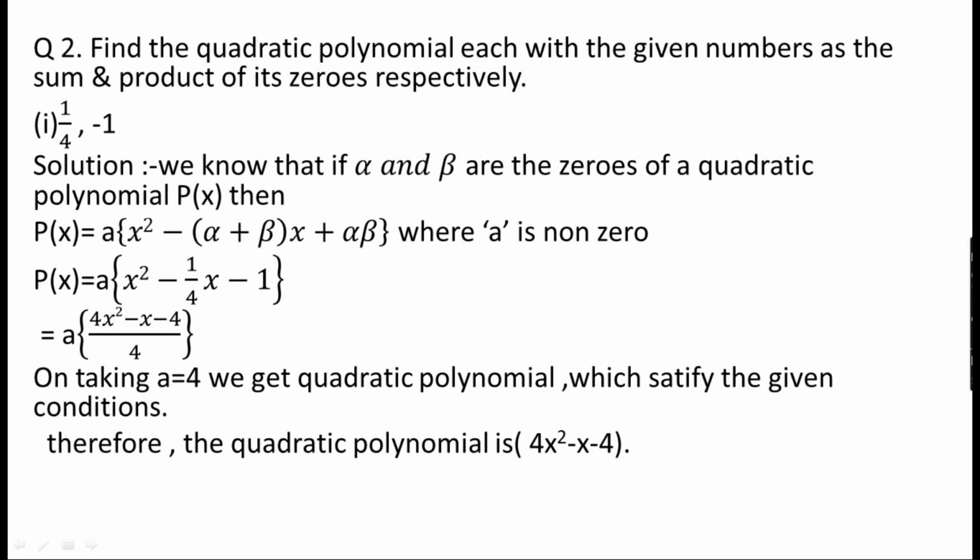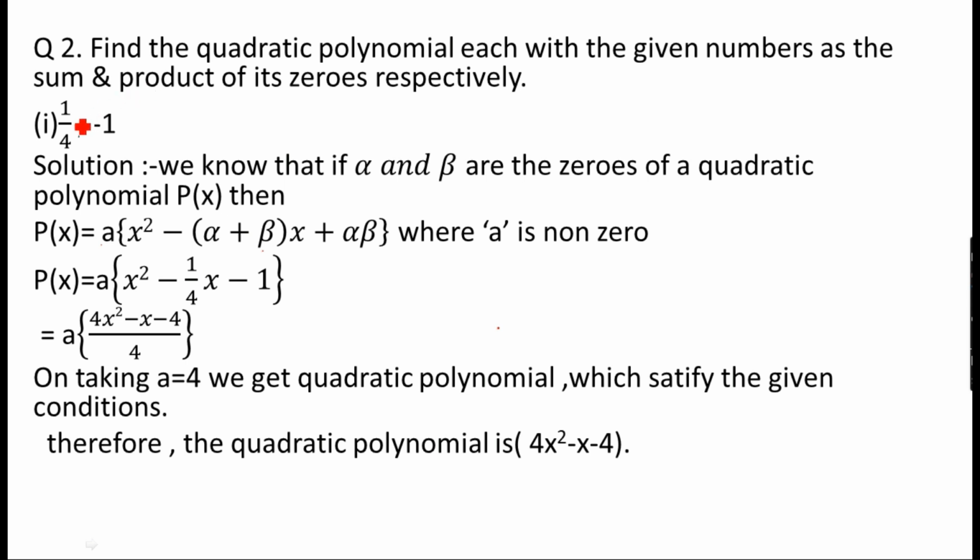Find the quadratic polynomial with the given numbers as the sum and the product of its zeros respectively. Here the roots of the equation are given and we have to find the polynomial. Let alpha and beta be the two roots of the quadratic polynomial p of x. Let p of x be equal to a times x square minus (alpha plus beta) x plus alpha beta, where a is some non-zero term.